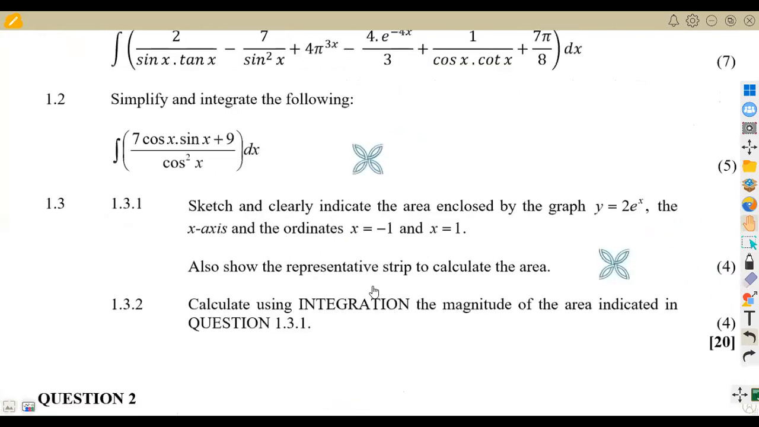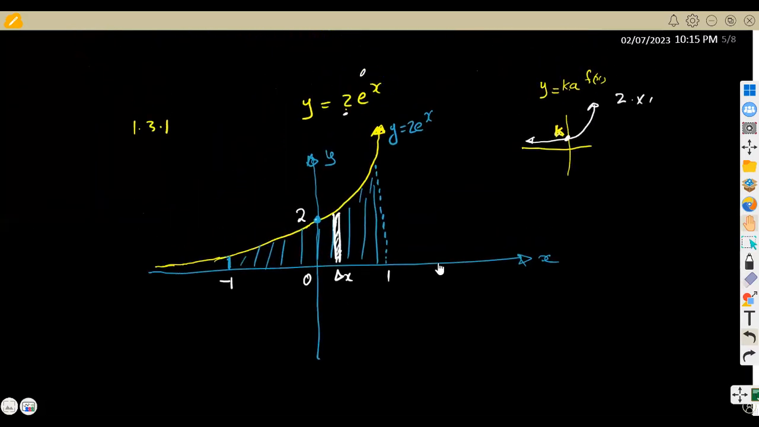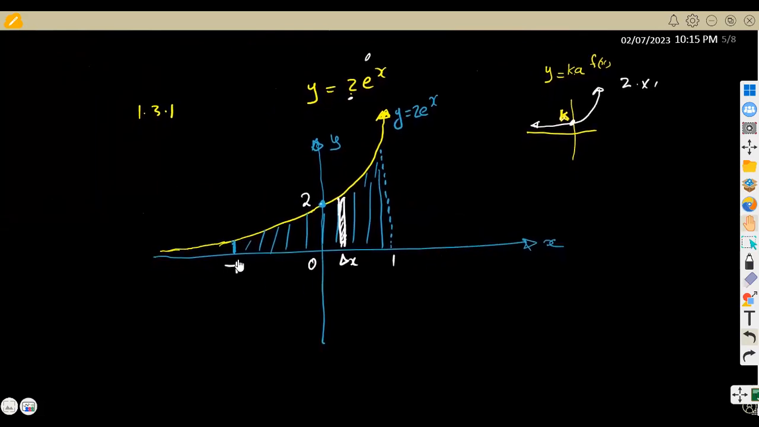Okay, then on 1.32, we are now asked to calculate using integration. I've talked about this, that integration is used to calculate the area. So that's the magnitude of the area indicated in 1.31, from that graph that we talked about. So from this graph, can we calculate the area? So like I was saying, this is where our area is calculated from -1 up to +1.